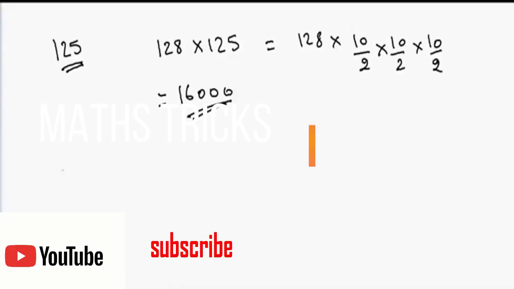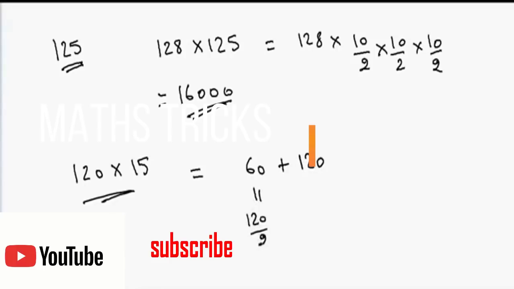Now let's do another thing. If we have to multiply 120 by 15, how will I do that? In that case, what I'll do is take half of 120, which is 60, and then I'll add that to 120. So that will be equal to 180. Then I put one more 0, so that's my answer.